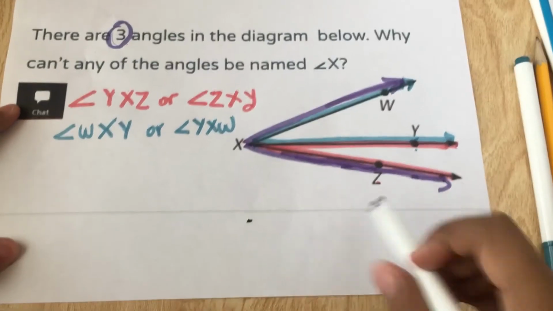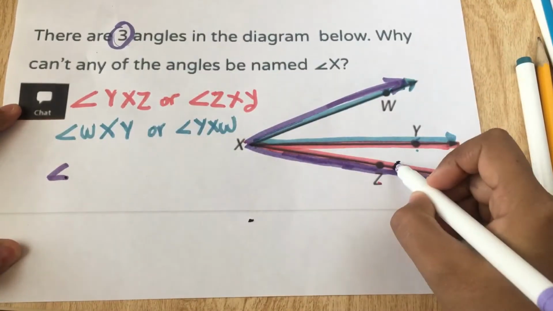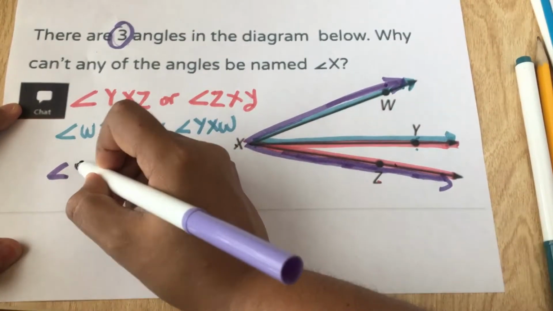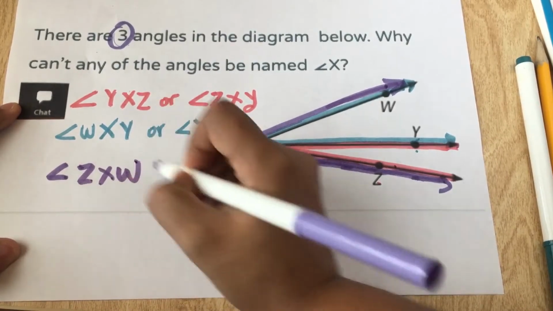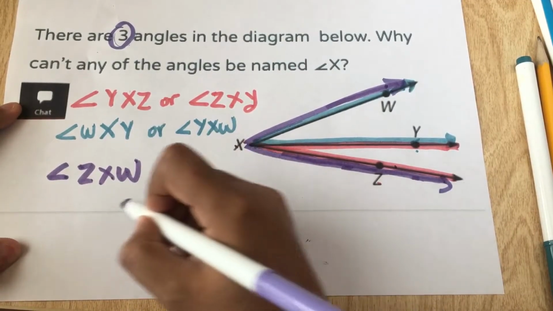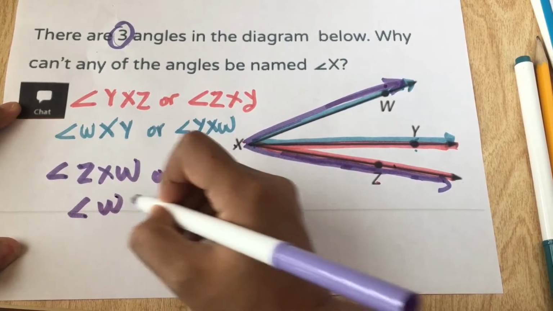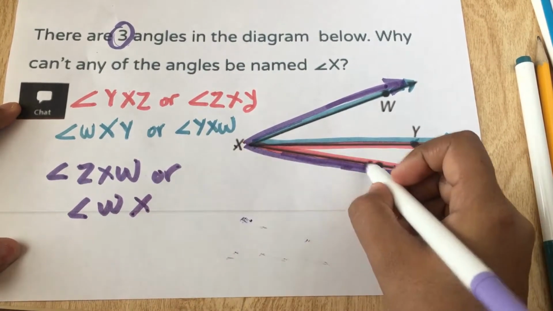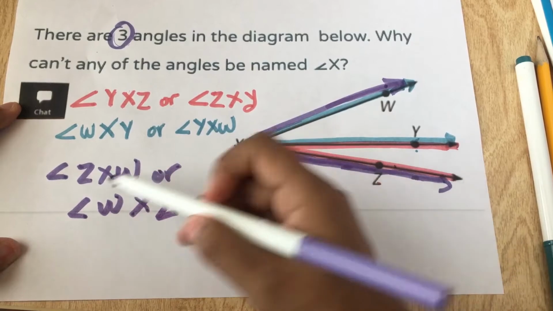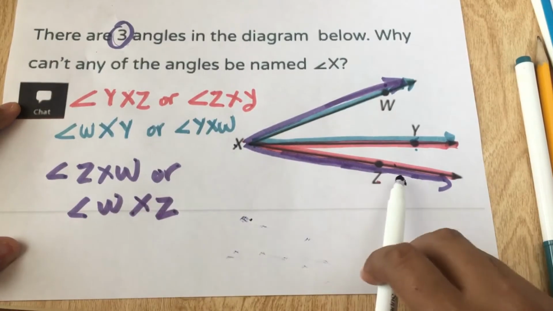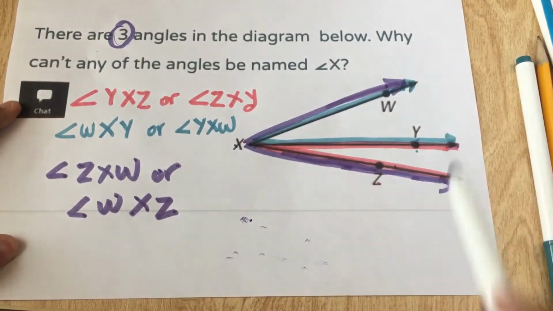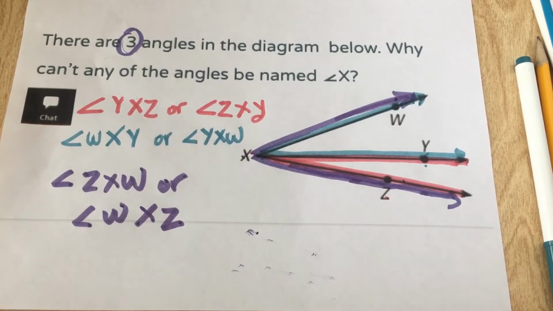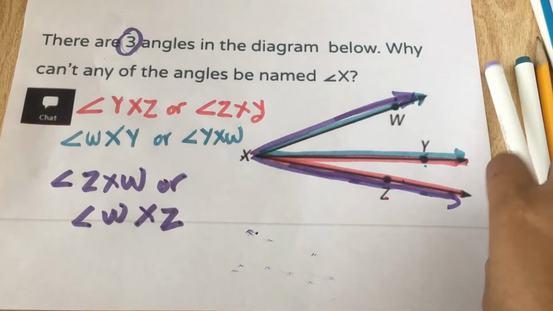So the third angle we're seeing here is ZXY. Or pardon me, WXZ. I'm going to say ZXW, or WXZ. So now we have named the answers.